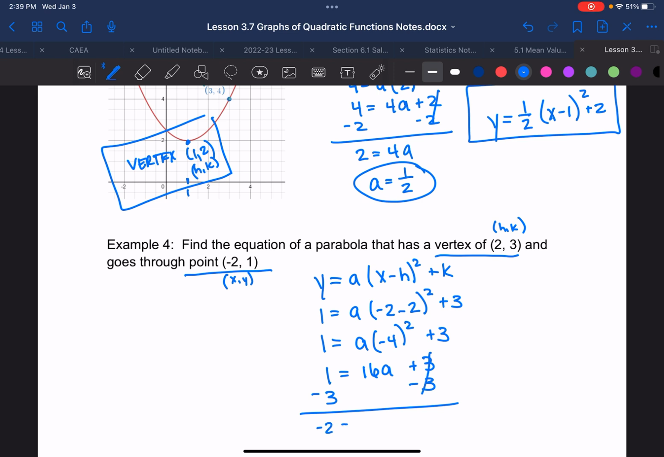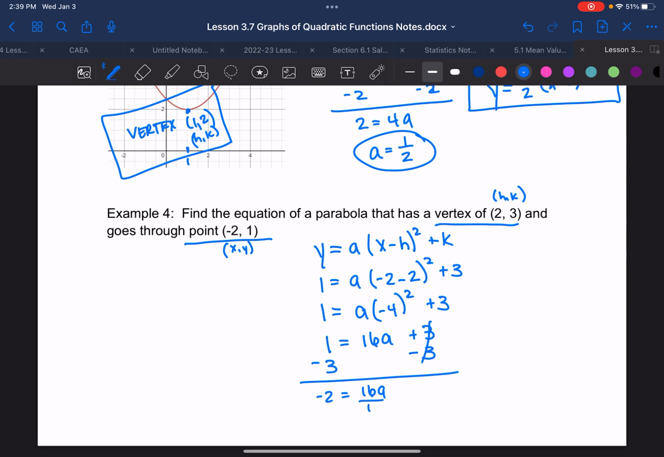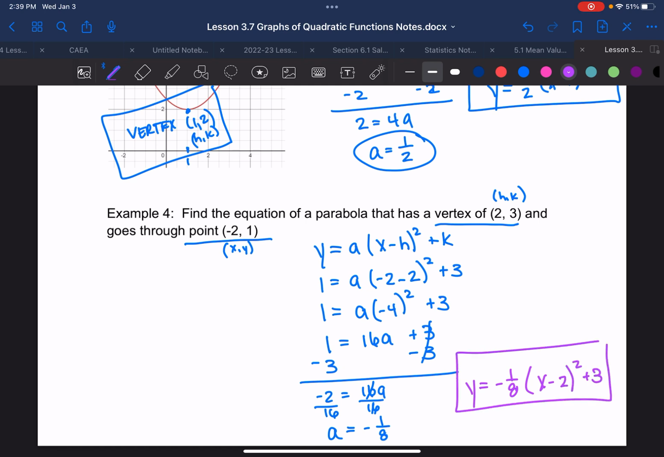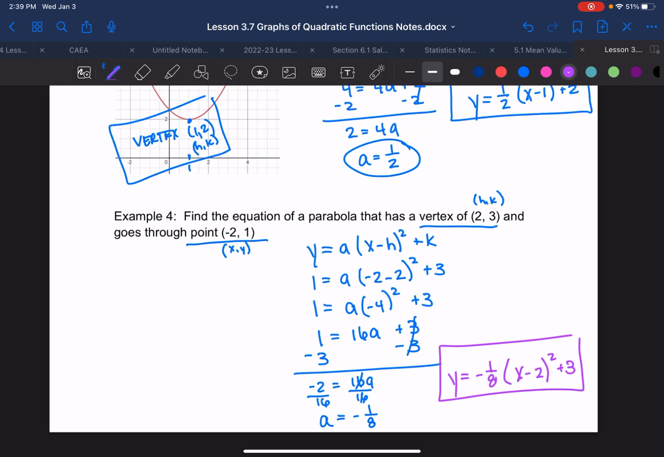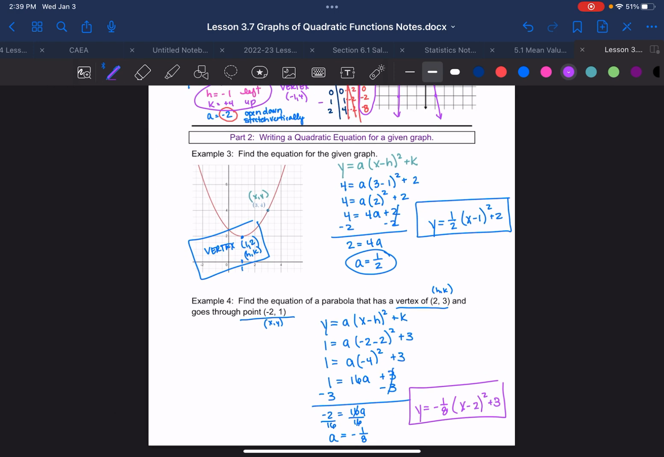This gives me -2 equals 16a. I'll divide both sides by 16. Again, be careful on that division. A is going to be -1/8. So when I rewrite this expression, I know my A, I know my H is 2, and my K is 3. Go ahead and try those 6 problems, and I'll answer all questions in class tomorrow.